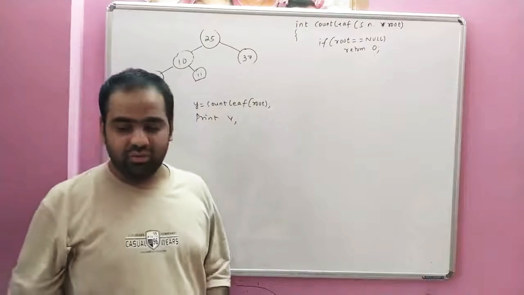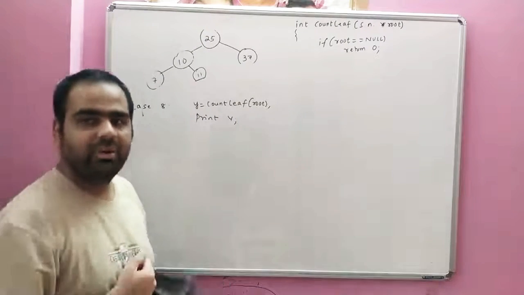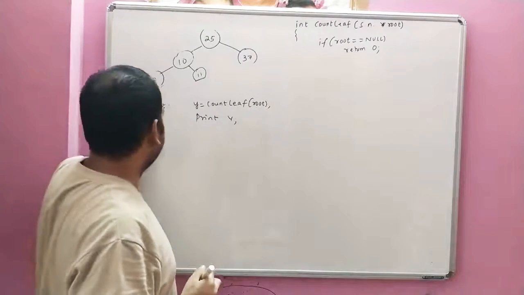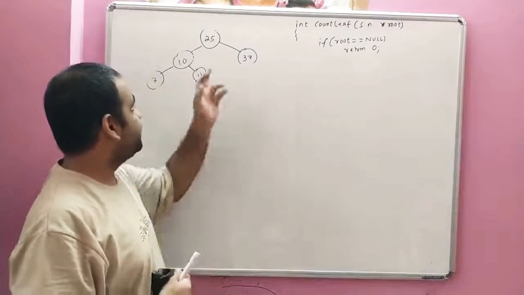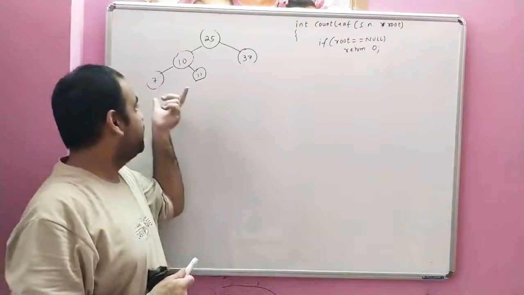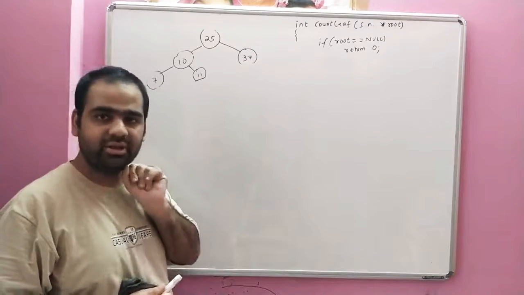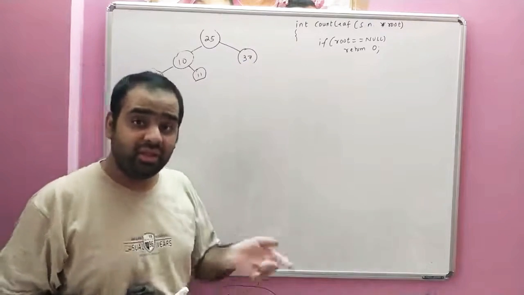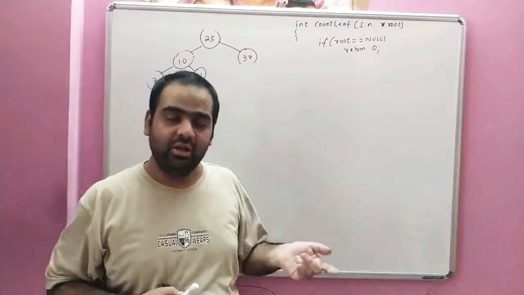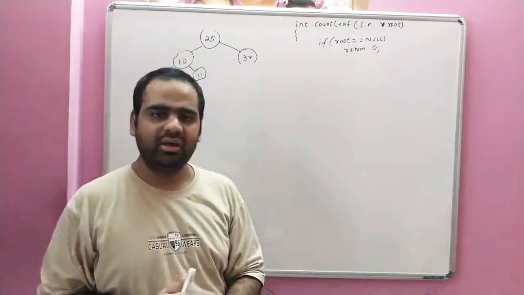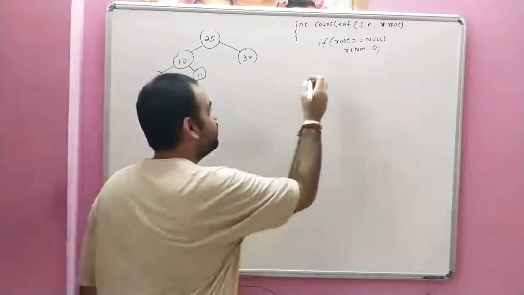Now, how do we count the leaf nodes? Very simple. Leaf nodes are nothing but with respect to 25, how many leaf nodes are there on LHS? 2. How many leaf nodes are there on RHS? 1. 2 plus 1. That means the number of leaf nodes on LHS plus the number of leaf nodes on RHS.